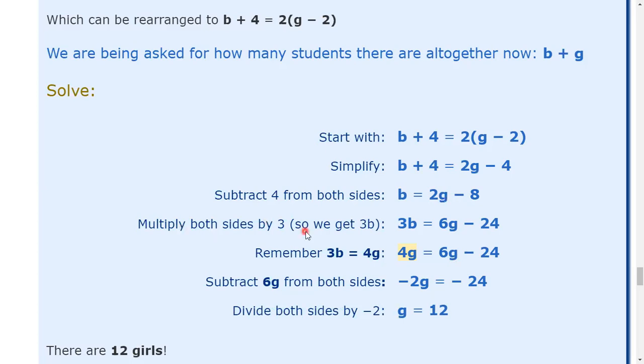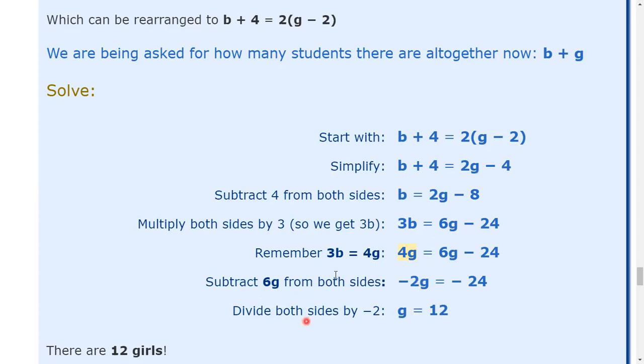Multiplying both sides by 3, we get 3b is 6g minus 24. Remember 3b is equal to 4g from the first ratio. So 4g is equal to 6g minus 24, and subtract 6g from both sides. So we will get minus 2g.